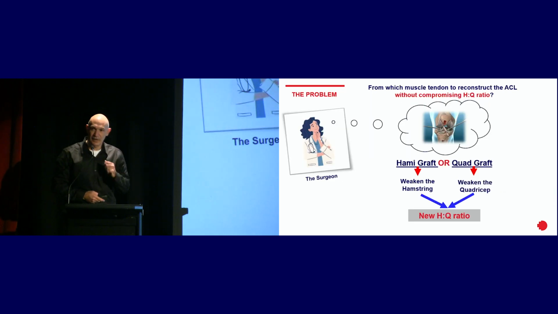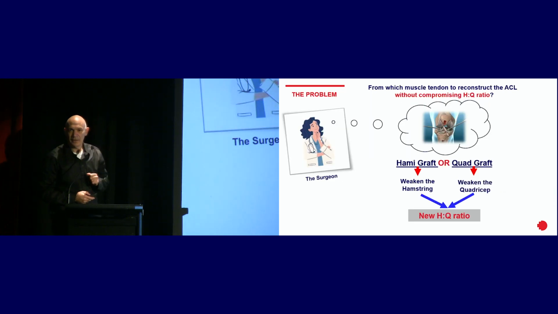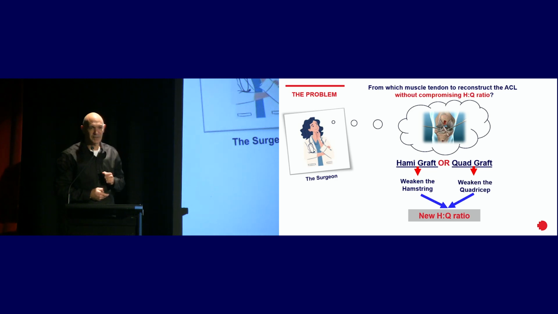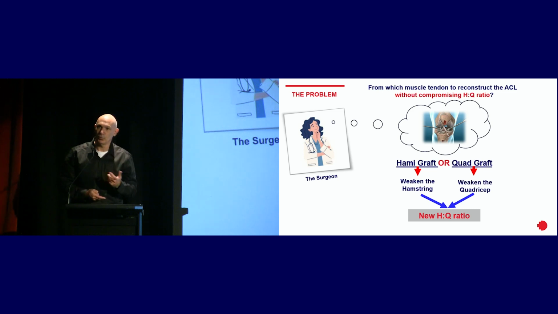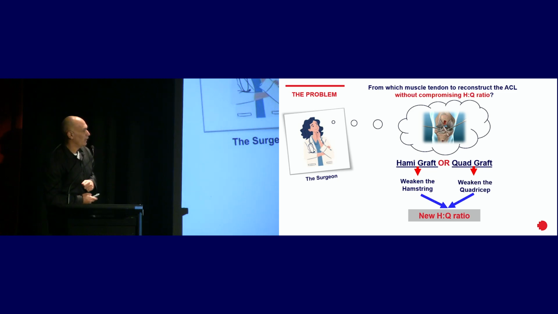So the surgeons have the dilemma of where to take the graft from. They need to take the graft from a muscle to generate a new ACL. But when they take the graft from a muscle, it weakens the muscle. So it changes the HQ ratio.